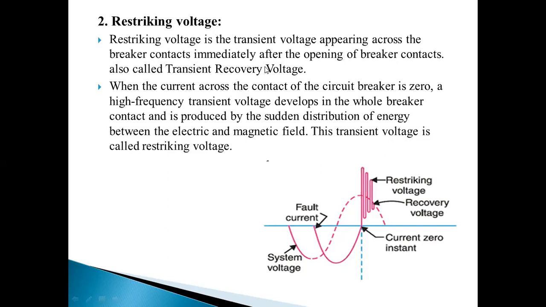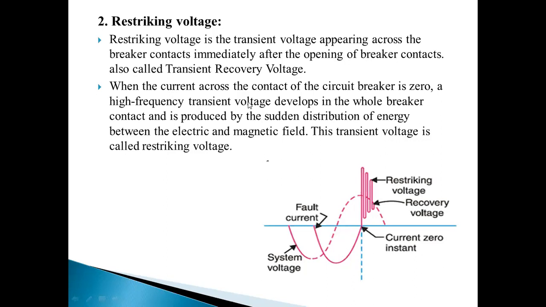It is also called the transient recovery voltage. We have seen recovery voltage also, but this restriking voltage we also call the transient recovery voltage, because it contains so many transients. You can see here how it is shown. There are transients, that's why it is called the transient recovery voltage.